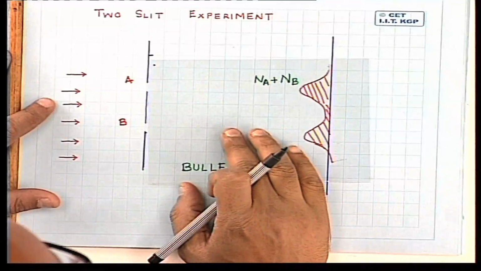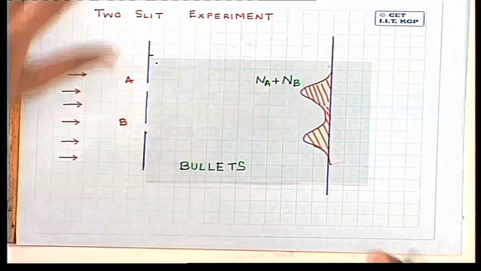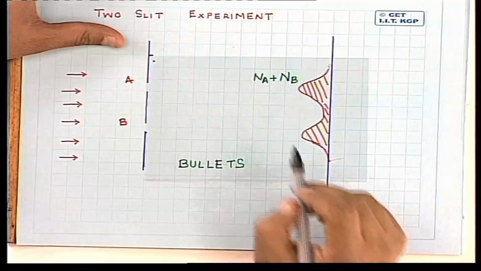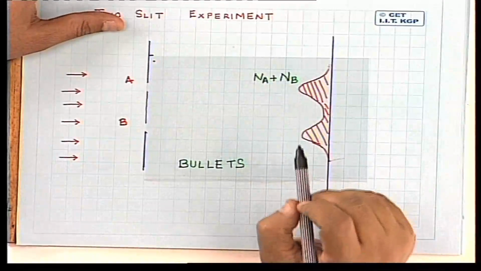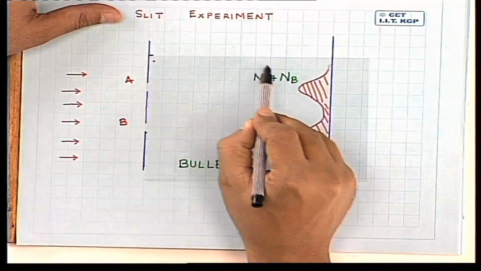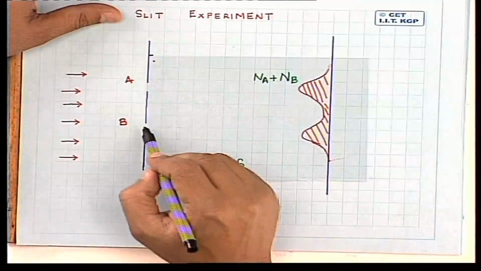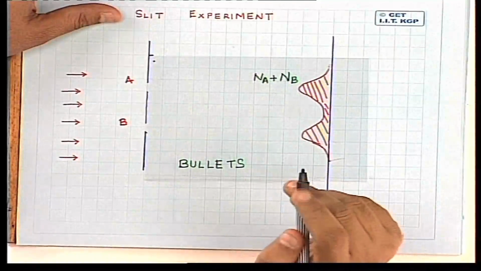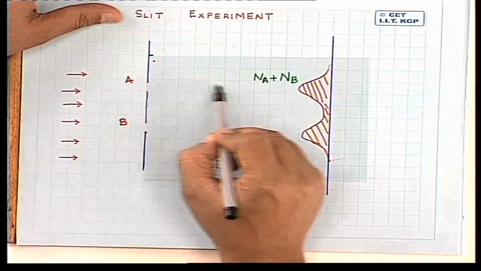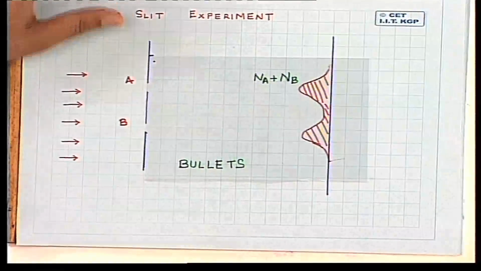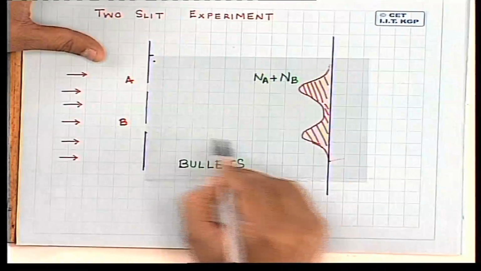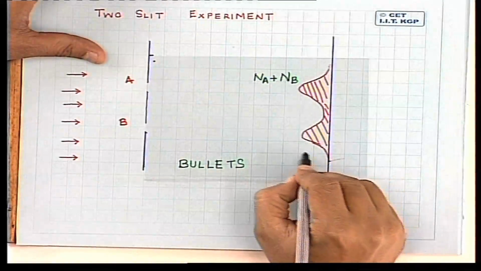So when both slit A and slit B are opened, what we expect is that at any point on the screen, the number of bullets arriving at any point of the screen is equal to the number of bullets that would have arrived if only A were open, which is NA, plus the number of bullets which would have arrived if only B were open. So for most of these parts, the bullets will only come from slit A. So this is what we expect if only A were open, and for these parts the bullets will only arrive through slit B. So this is what we expect when only B were open.